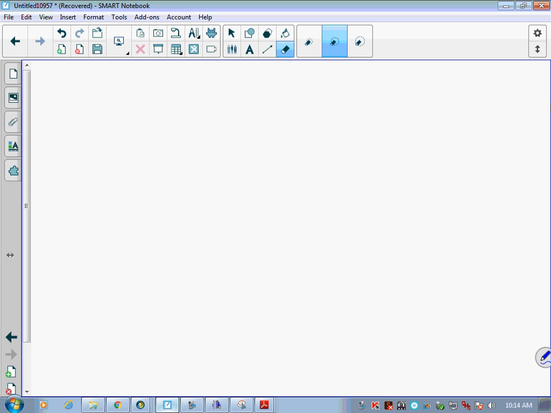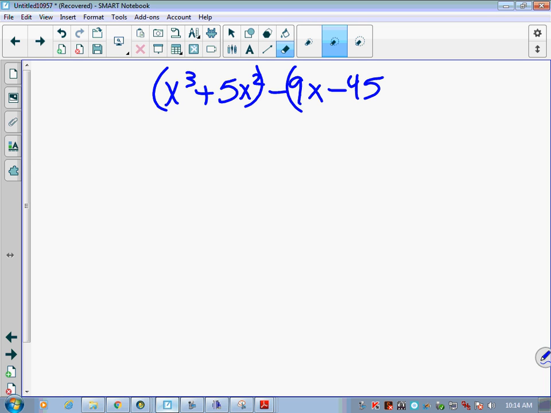Let's see. We've got x cubed plus 5x squared minus 9x minus 45. So again, what we're going to do is we're going to take these separate groups, and we're going to factor them out. Okay, what can I factor out of x cubed plus 5x squared? X squared, good. Which leaves me what on the inside? X plus 5. Okay, what can I factor out of 9x minus 45?